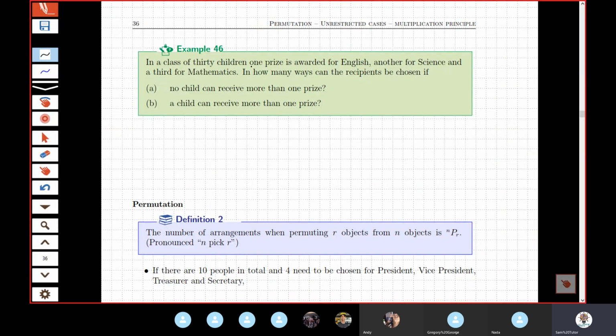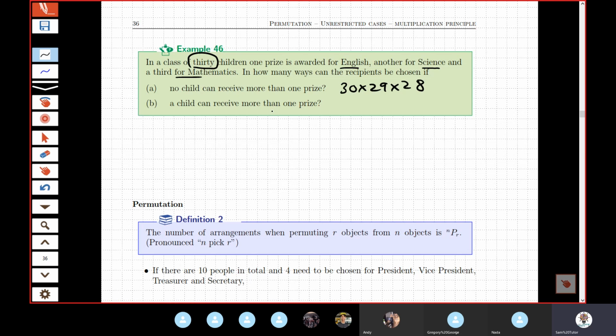In a class of 30 children, 1 prize is awarded for English, another for science, and a third for mathematics. In how many ways can the recipients be chosen if no child can receive more than 1 prize? Does that make sense? Because 1 out of 30 people are going to get English, 1 out of the remaining 29 are going to get science, 1 out of the 28 will get math.